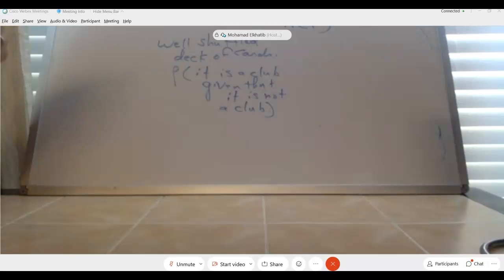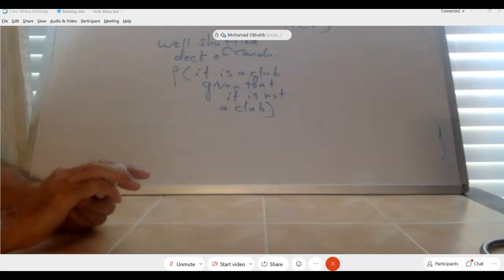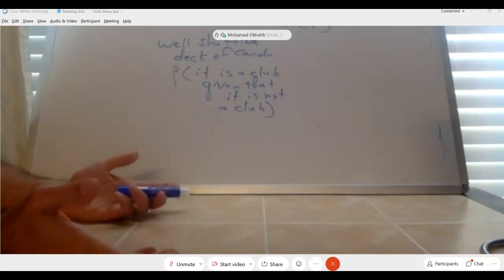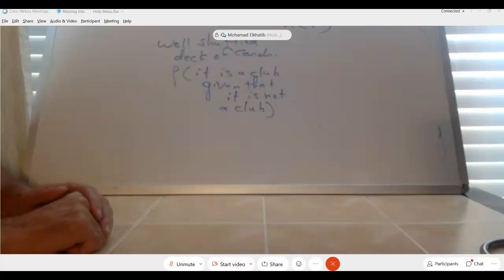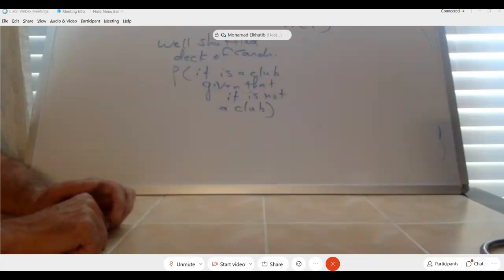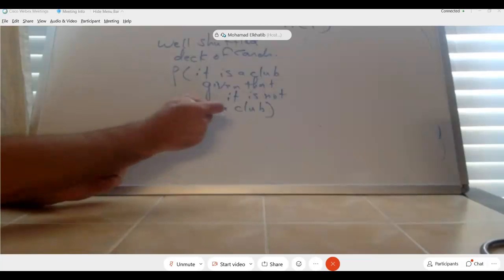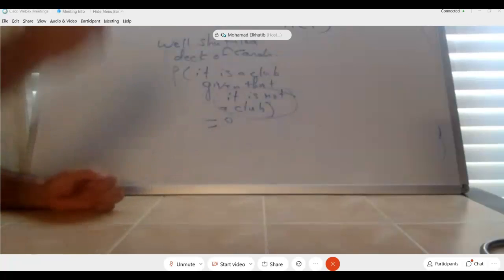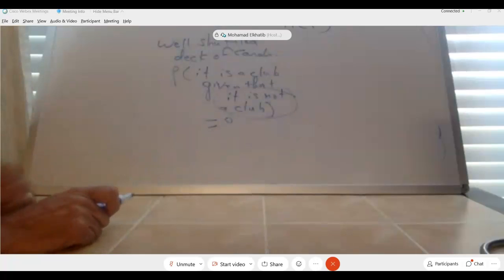What do you think the answer is? Anybody want to take a shot? You really don't need to do any work here. What does "given that" mean? You cheated. You know it's not a club. So what is the chance of the club? The answer is going to be zero, because given that means you know for sure it's not a club. So how can you get a club?